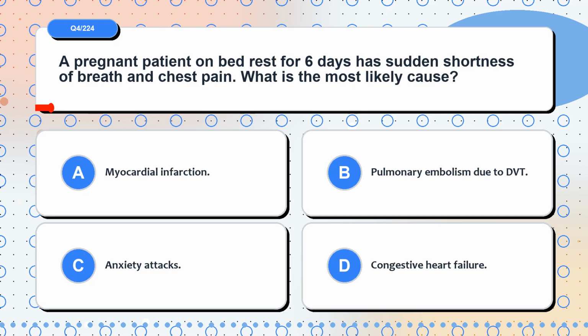Question 4. A pregnant patient on bed rest for 6 days has sudden shortness of breath and chest pain. What is the most likely cause? Here are the options. Option A. Myocardial infarction. Option B. Pulmonary embolism due to DVT. Option C. Anxiety attacks. Option D. Congestive heart failure.